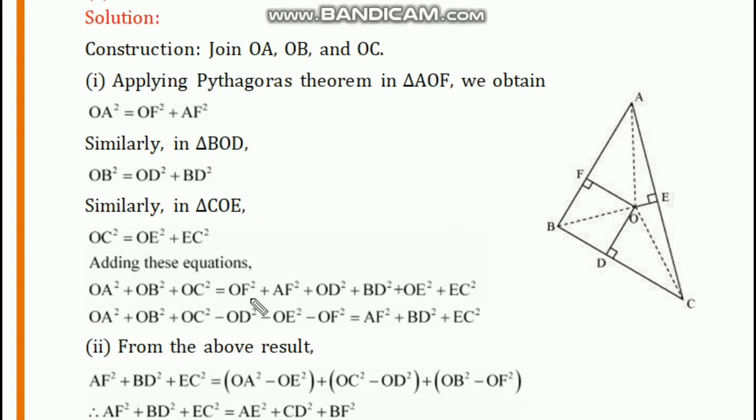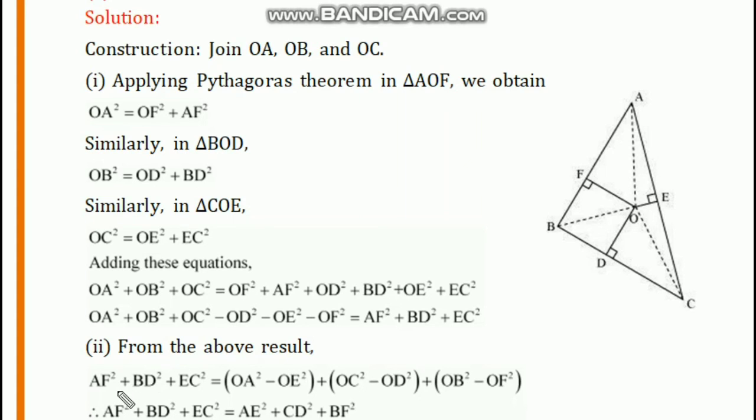For that, I transposed OD² to the left hand side, OE² to the left hand side, and OF² also to the left hand side. So finally I got OA² + OB² + OC² − OD² − OE² − OF² = AF² + BD² + CE². For the second condition, we need to prove that AF² + BD² + CE² = AE² + CD² + BF².